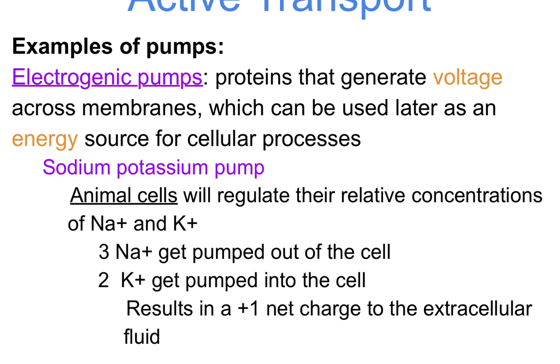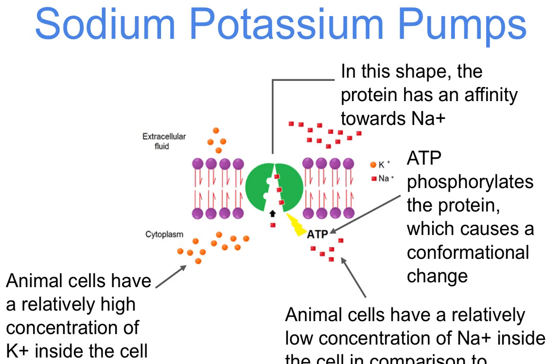For every 3 Na+ sodium ions that get pumped out of the cell, we need to pump 2 potassium ions into the cell. So there's this resulting net positive 1 charge in the extracellular fluid. And that's where we're getting this: pumps are going to require energy, because it's pumping against a gradient, basically leaving a positive charge on the outside of the cell. It's really quite fascinating how it works.